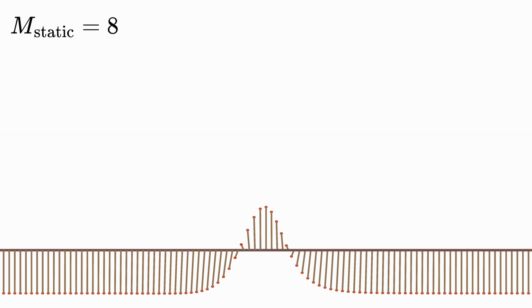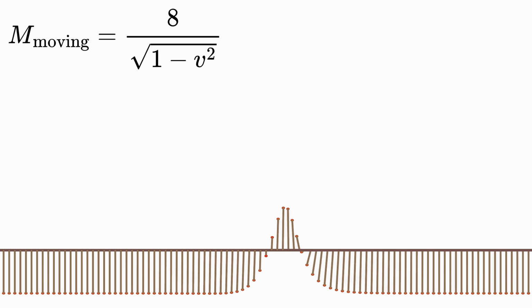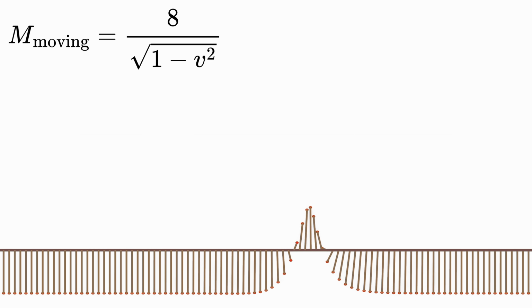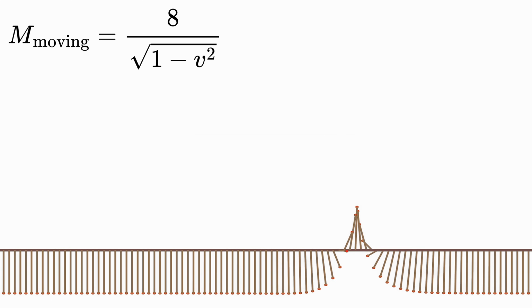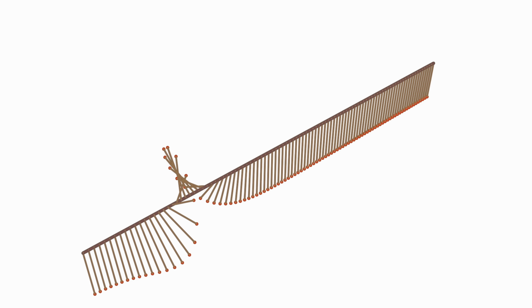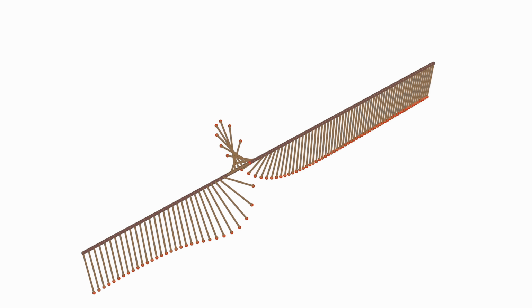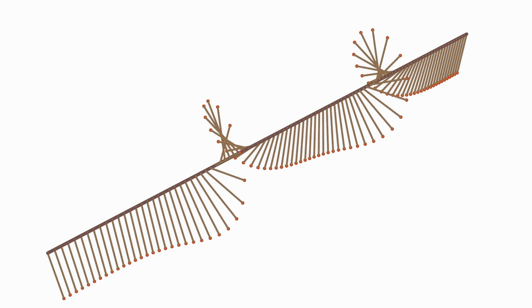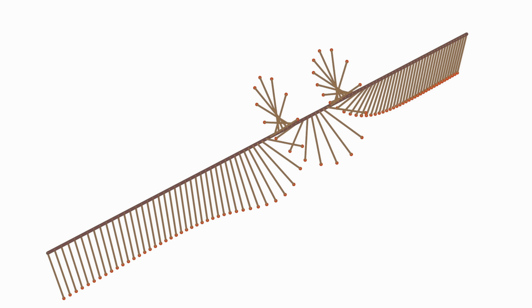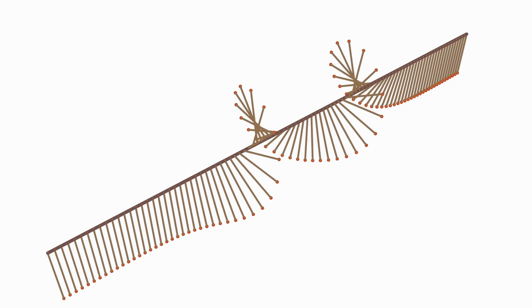For a static kink, its mass is a number 8, in the units where we put all constants to 1. But if it moves, its effective mass increases by the gamma factor, as in special relativity. Since it's a topological defect, it's maximally stable and cannot be destroyed. When you scatter the kink with another kink, they will just elastically bounce off of each other.